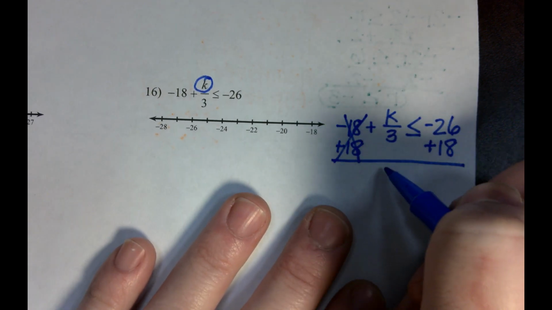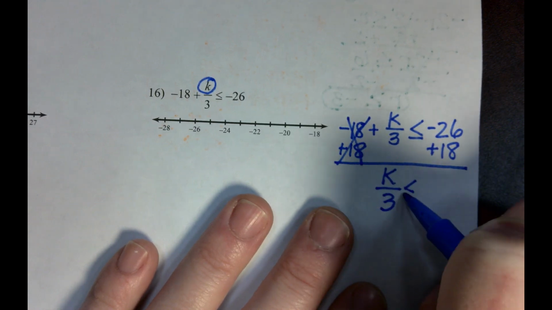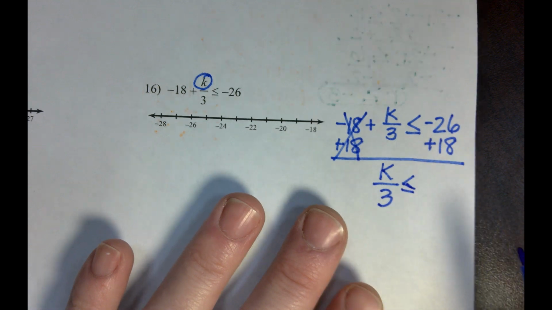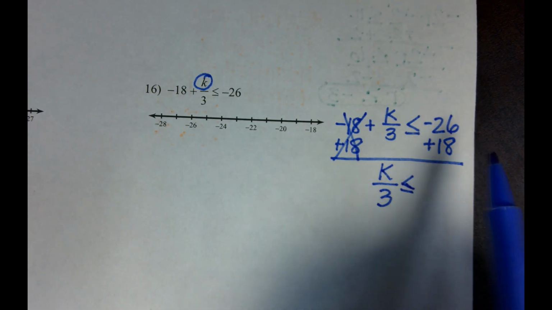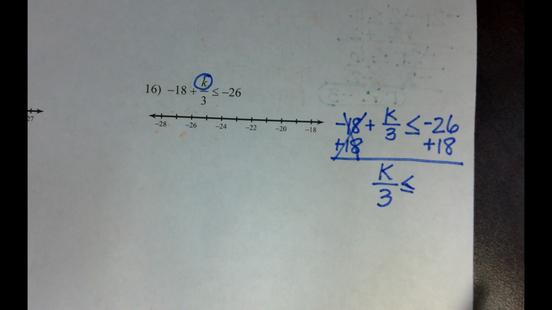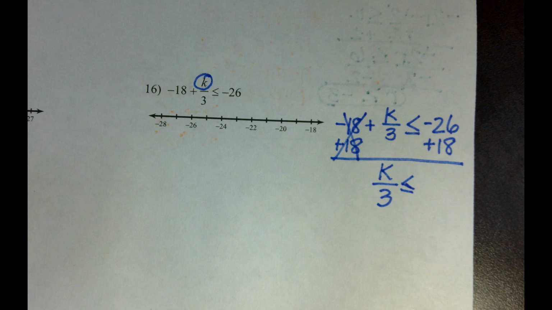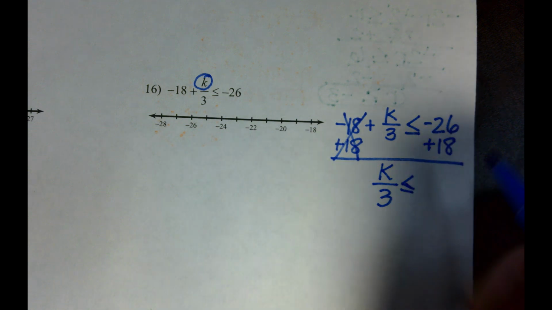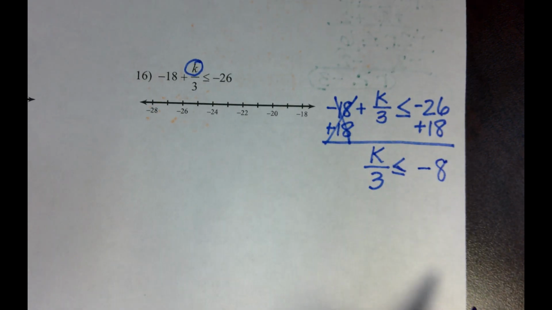Bring it down, yes, k divided by 3 less than or equal to negative, what was it? 44? If you subtracted 18, I think it might be. But we're adding 18. I don't know why. That's okay. Negative 8. I bet you're right. Yeah, I'm gonna double check. Negative 8. Everybody's getting that? Yep, it's negative 8. Okay, so now we have k divided by 3 is less than or equal to negative 8.